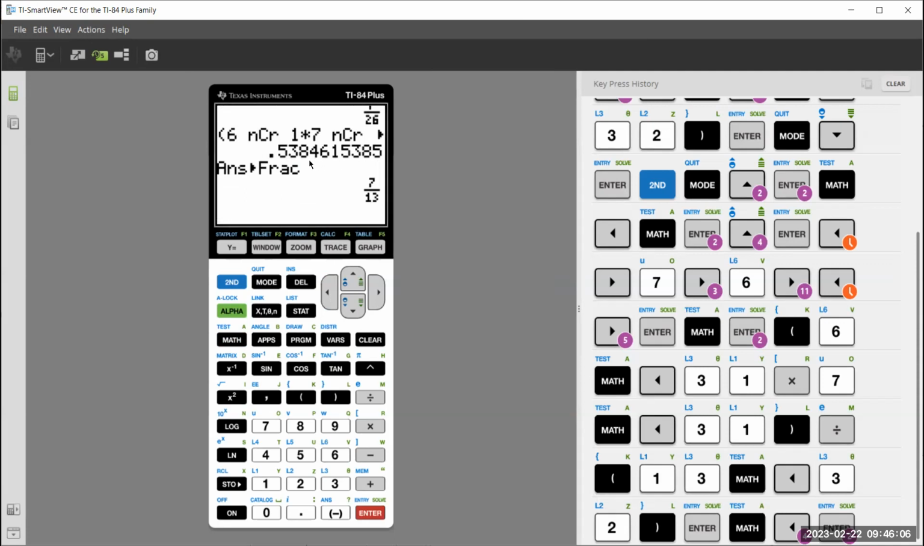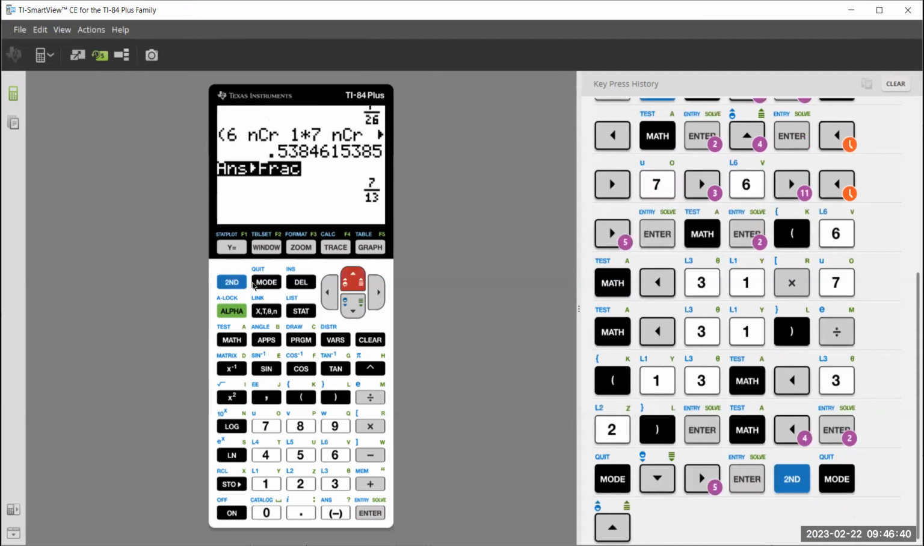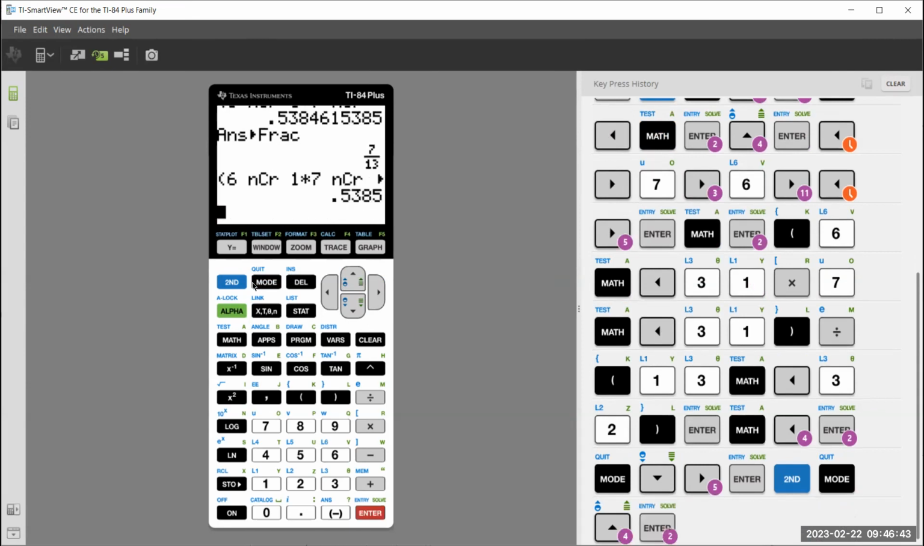So remember, if you're rounding, this 4 has a 6 behind it, so it becomes 5. If you want to set your mode to 4 so that it will round, you can. But if you do that, it won't show you the fraction properly because it will truncate this, okay? So you can go to mode, you can go to float, you can go to 4. And then you can hit enter and then quit. And then go back to this answer. And it will round it for you, 5385.